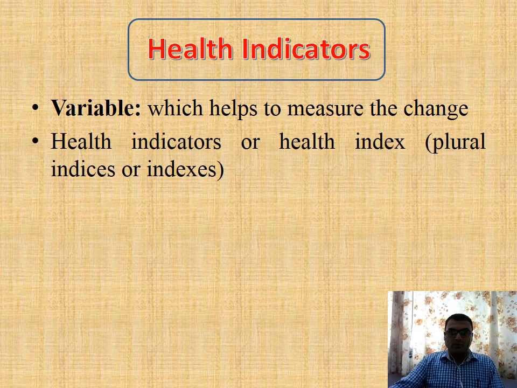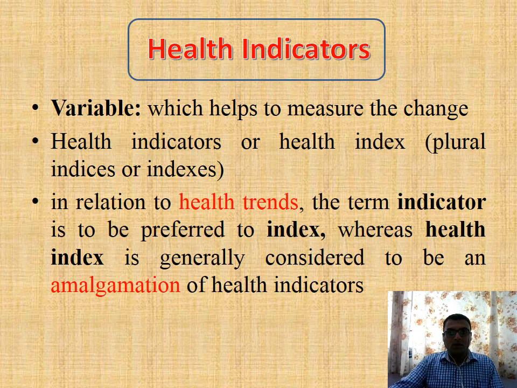In plural form, health indicators are called health indices or health indexes. When we want to find out the health trend, the preferred term is health indicator and not an index, because a health index is generally an amalgamation of all health indicators.